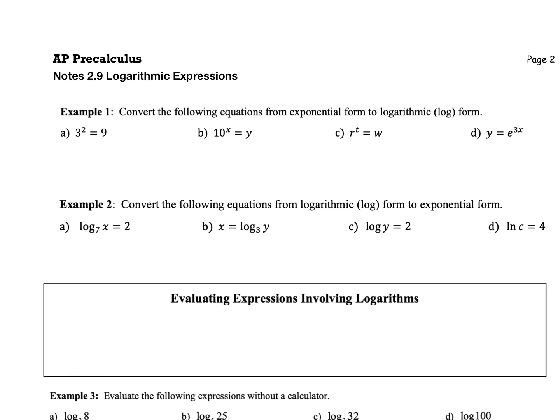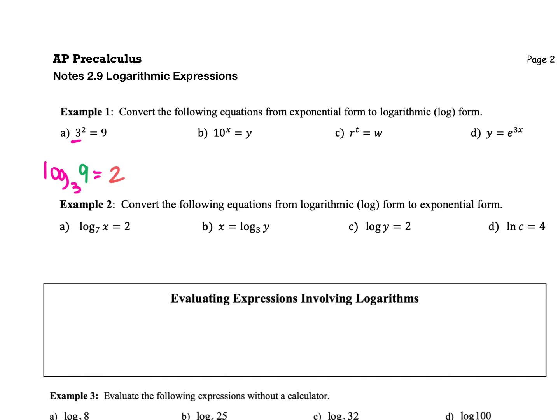What's the base of that expression? 3. So it's going to be log base 3, and I just kind of do it this way. My logarithm always equals my exponent. What's my exponent? 2, and then the other number goes back inside the logarithm. So log base 3 of 9 equals 2. We just rewrite it.